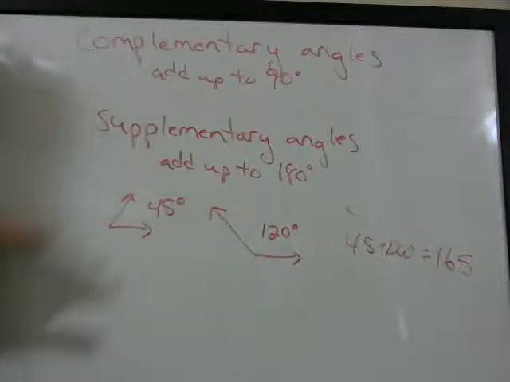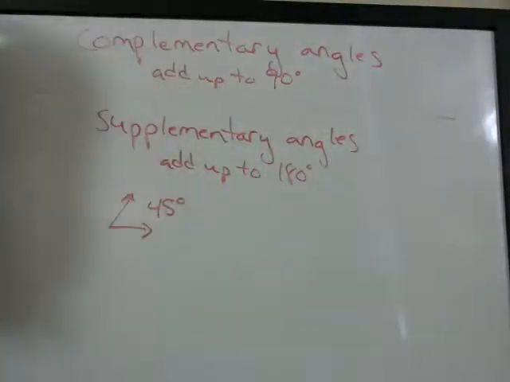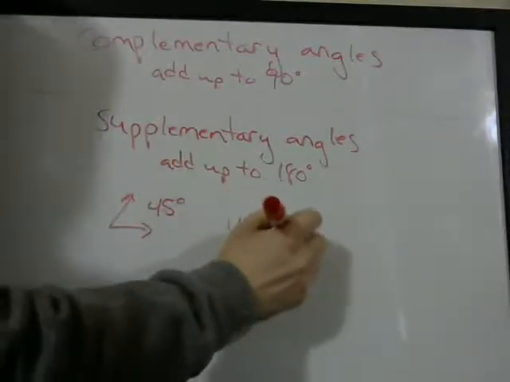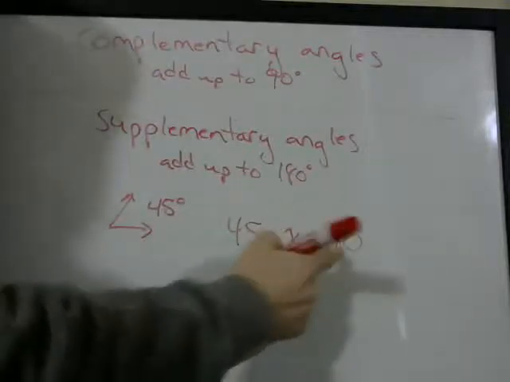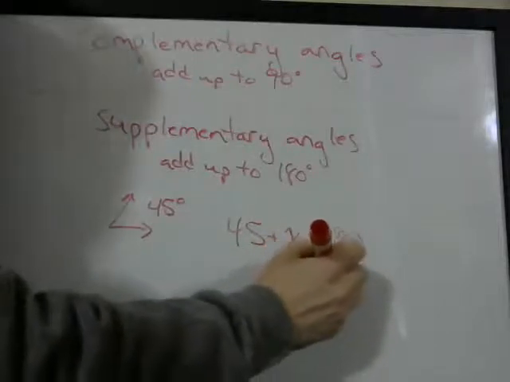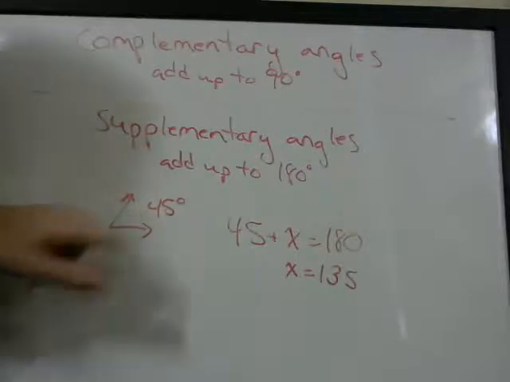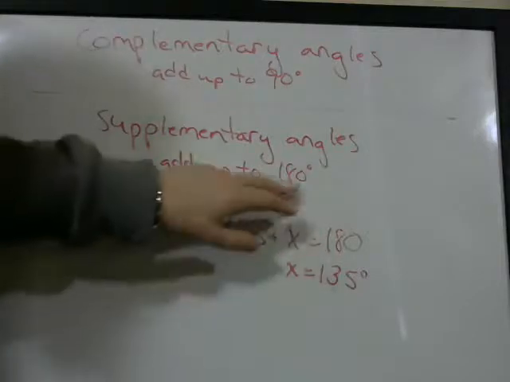Don't make this harder than it is. All you do is add them up. Do they equal 180? If they don't, they're not supplementary. If they do, they are. But the question you're most likely to get is, okay, with a 45-degree angle, what does the angle have to be to be supplementary? So again, 45 plus what number is going to give you 180? And if you subtract 45 from each side, you're going to end up with 135. So the supplementary angle to 45 degrees is 135 degrees because 45 plus 135 equals 180.